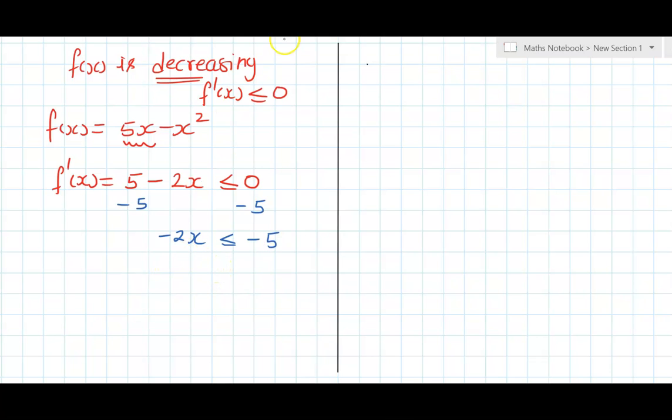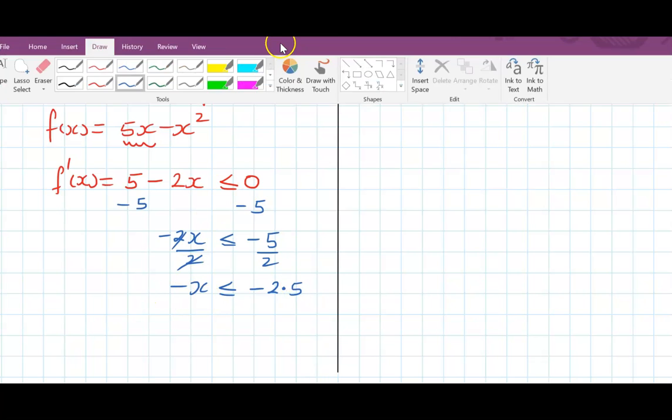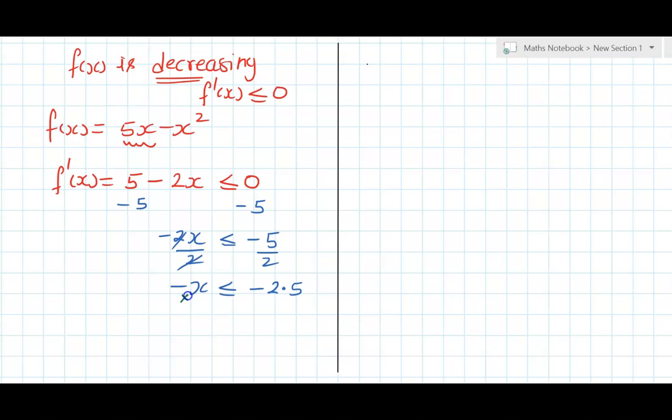We can divide by 2 because x has to be alone. So divide by 2 and divide by 2, the 2 and 2 cancel. So we got -x less than or equal to -2.5. Again, we have a minus sign with x. To get rid of this, we multiply by -1 on both sides. So what will happen when you multiply? It will be positive and the inequality sign will get reversed, and it should be 2.5. So your first answer will be x greater than or equal to 2.5.